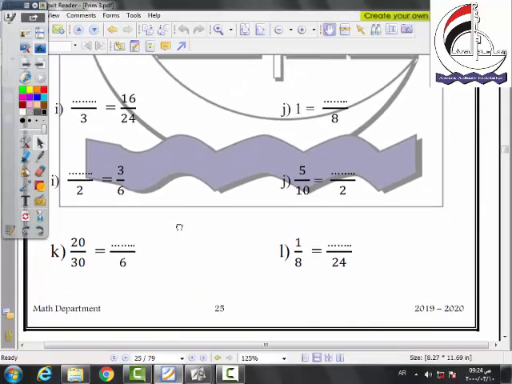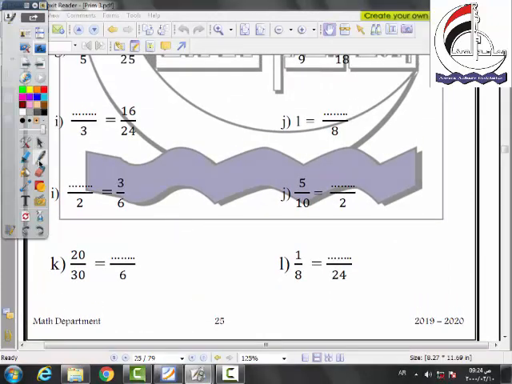The next example: blank over 2 equals 3 over 6. 2 became 6, so we multiply by 3. Down and up, 1 times 3 equals 3. Then 1 over 2 equals 3 over 6.